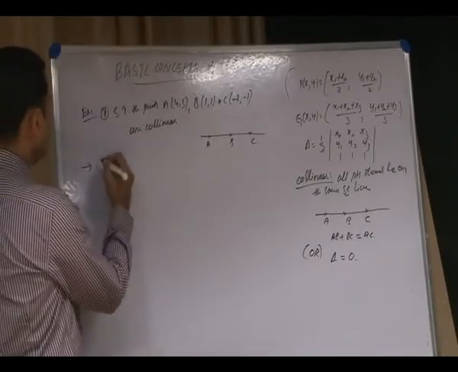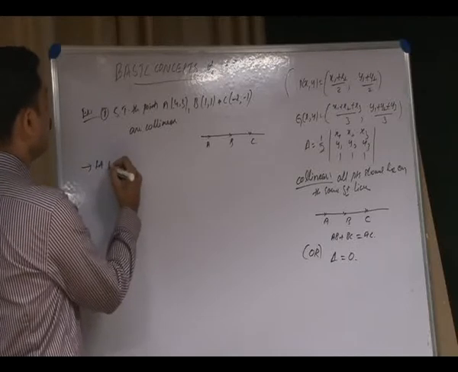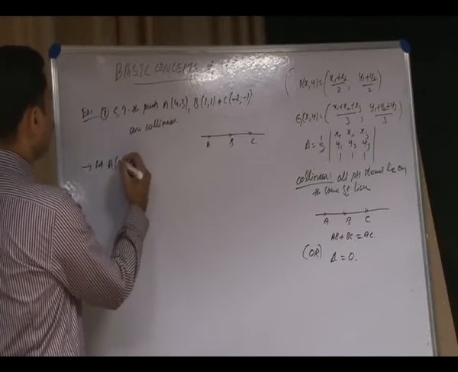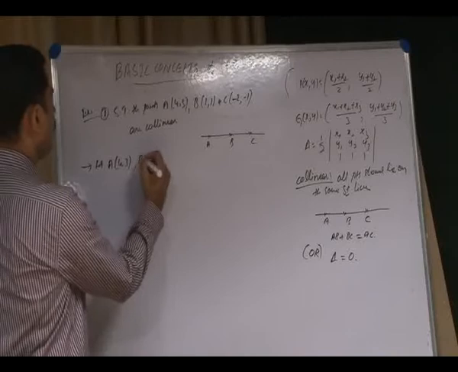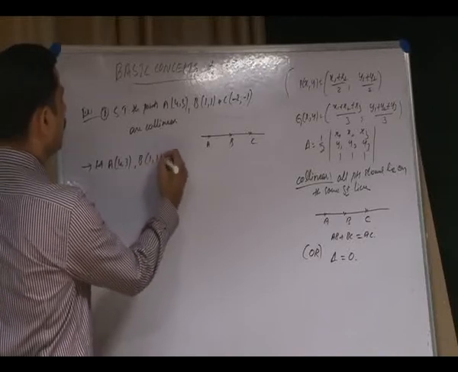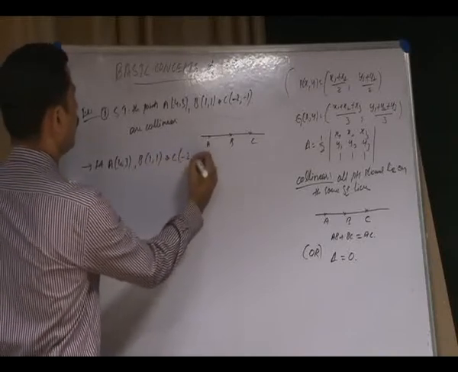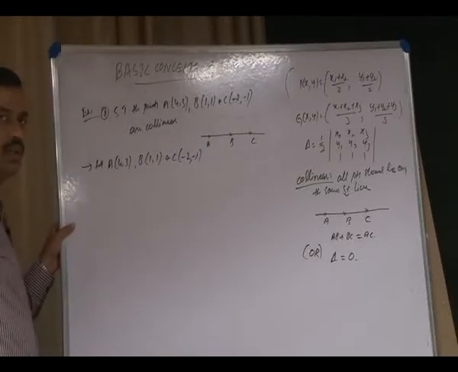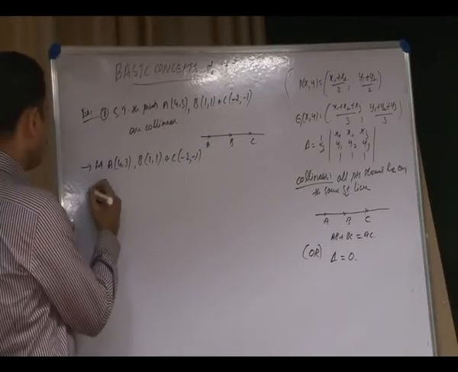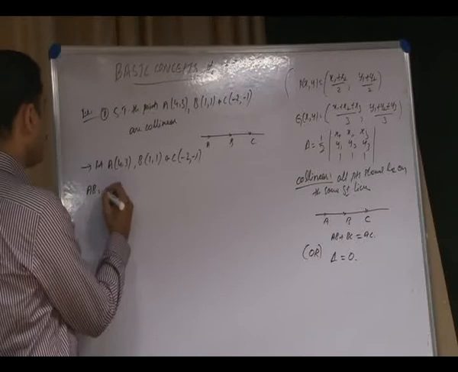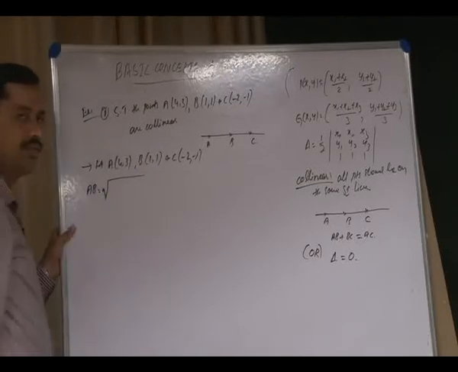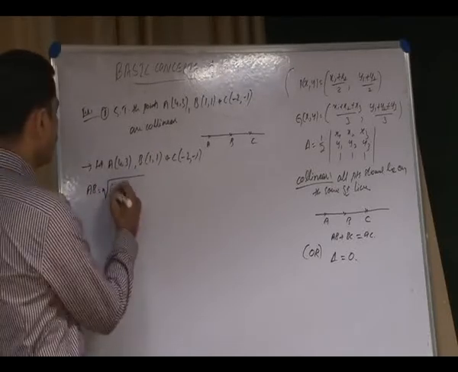For that I will consider the given points, A (4, 3), B (1, 1) and C (minus 2, minus 1). Then the distance between the points, say AB, is equal to square root of, by the distance formula, x2 minus x1.